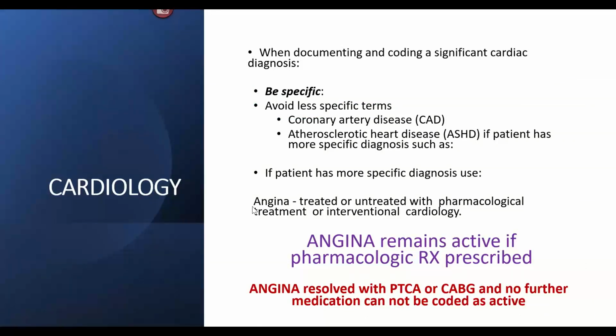Cardiology: don't use non-specific terms like coronary artery disease, atherosclerotic heart disease, or angina. Angina is very important. In the HHS model, I will specify this, only unstable angina codes count, but in the CMS model, angina, even if it's treated, remains active and is a RAFable diagnosis. So if you've got patients that are on medicines but their angina is controlled, that still remains a diagnosis code. Angina is only resolved when it's done through a PTCA or CABG and there's no further medication or other intervention needed.